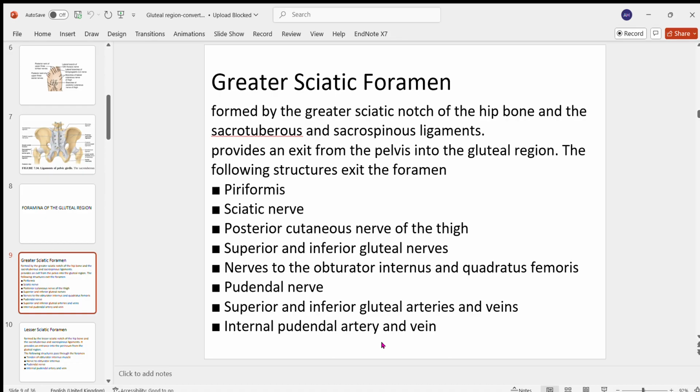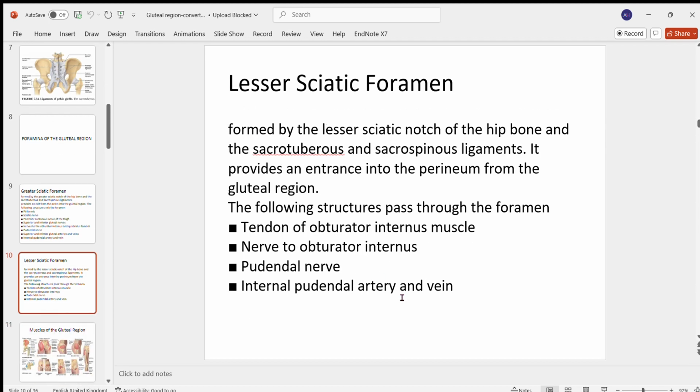Now, amongst these are a few structures that pass through the greater sciatic foramen and come out through the lesser sciatic foramen. These are the tendon of obturator internus, nerve to obturator internus, pudendal nerve, and internal pudendal artery and vein.